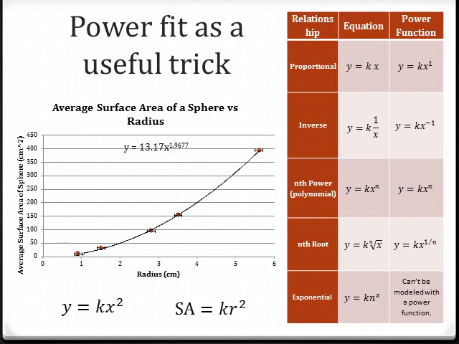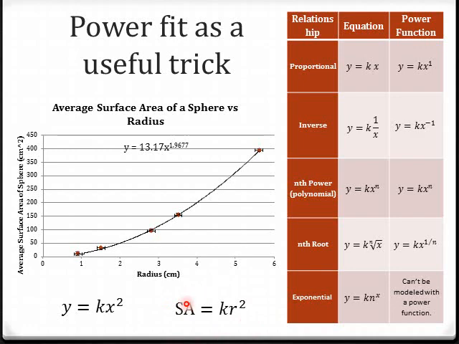Now that we know our shape is by the power of 2, we now know the general shape of the equation is y equals kx squared. Or we can write it in more specific terms according to what we're investigating. So our actual y variable now is surface area. So I just replace y with surface area, and I replace the x variable, which is radius, with r. And so now I know that this is the shape of my equation.